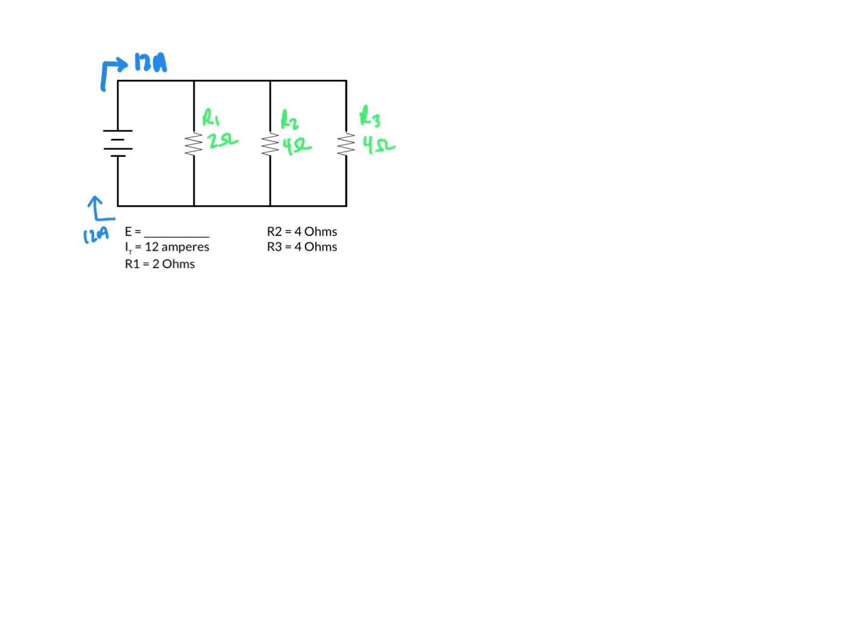Okay, so we need to figure out the total resistance here, and then we can use Ohm's law again. So 1 over RT. You're starting to see a pattern here, I hope, with these. We've got 3 branches, so substitute in what we know.